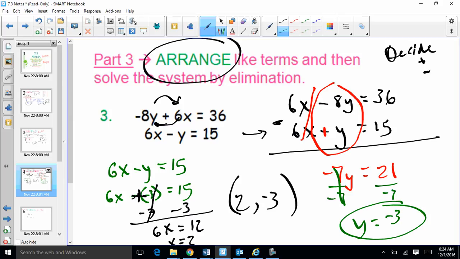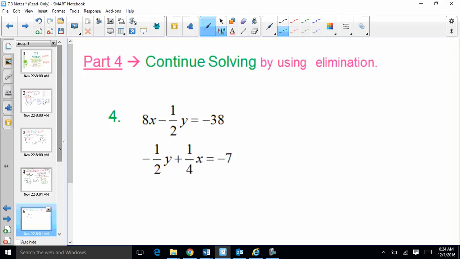I hope this is starting to make sense now. You see the process, but you do have to do some thinking, deciding what's best. So decision making, problem solving. It's good. Okay, continue solving by using elimination.